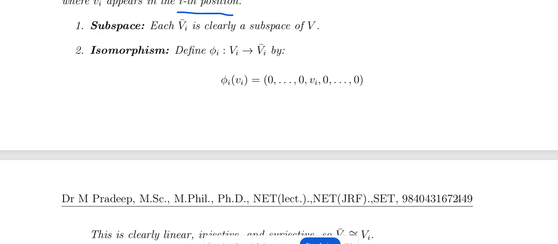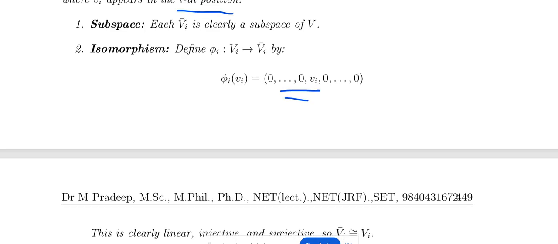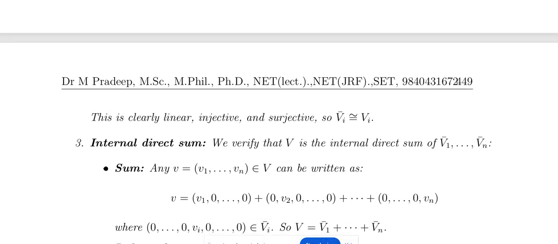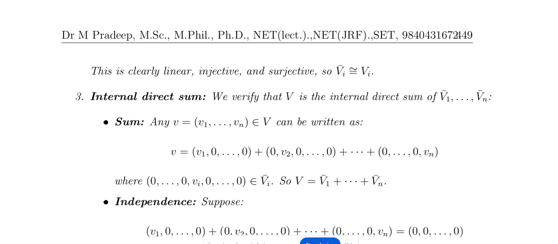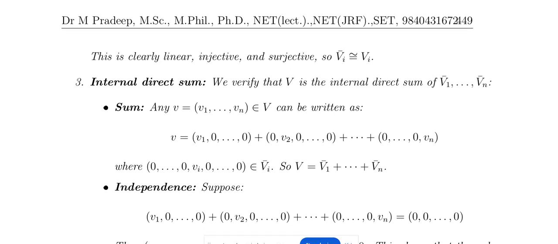And pi i is defined from Vi to Vi bar. Pi i of Vi is equal to the element with Vi in the ith position. This also satisfies the linearity property, one-to-one and surjective, so this is isomorphic to Vi. So V is the internal direct sum of these, and V can be written in this form, where Vi belongs to Vi bar.